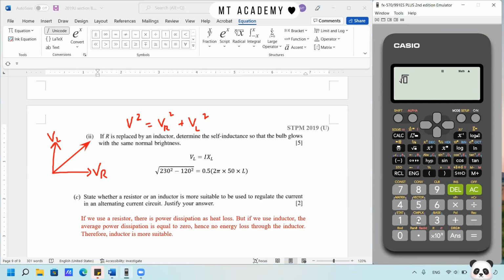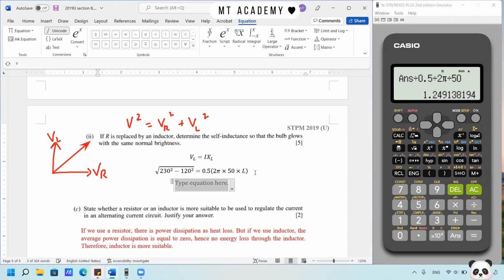So what we have is square root of 230 squared minus 120 squared. And then we divide by 0.5 ampere, divide by 2 pi, divide by 50. In the end, you can get the inductance as 1.25 Henry, the same as in the answer schema. So if you think my method is simple, easy to understand, you can let me know in the comment section.